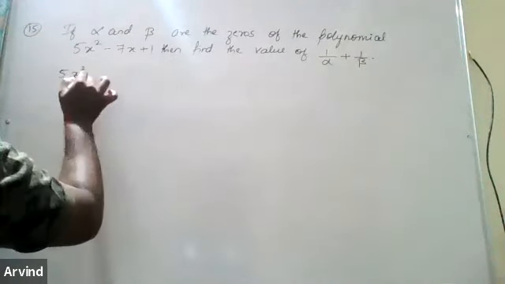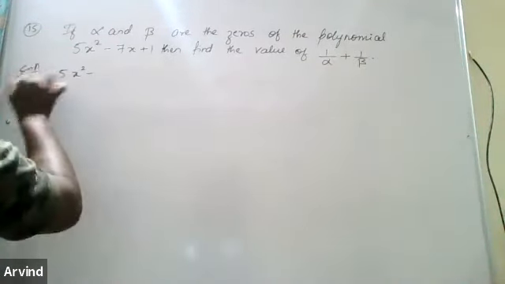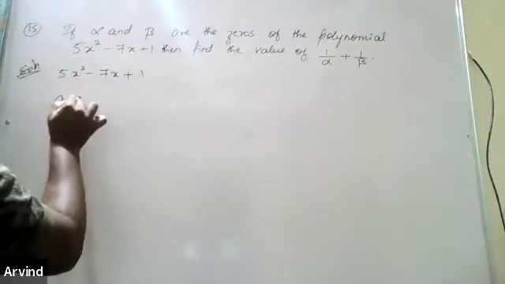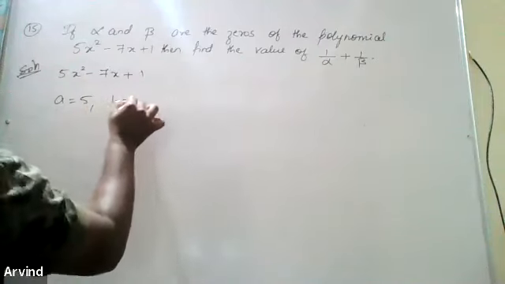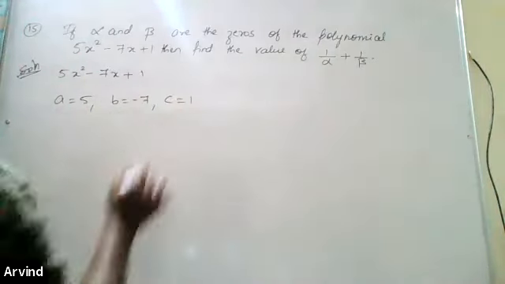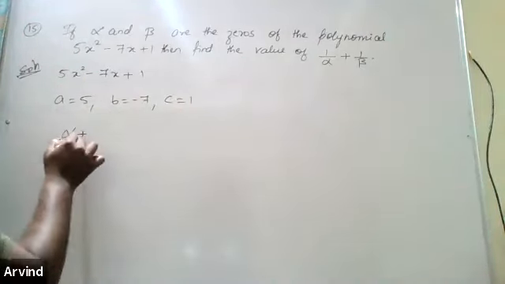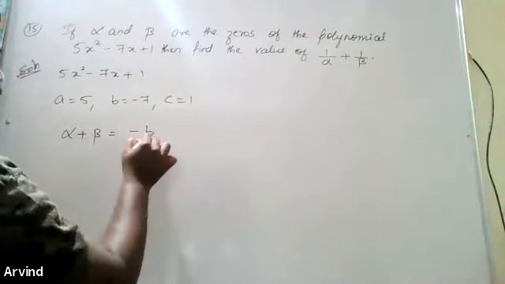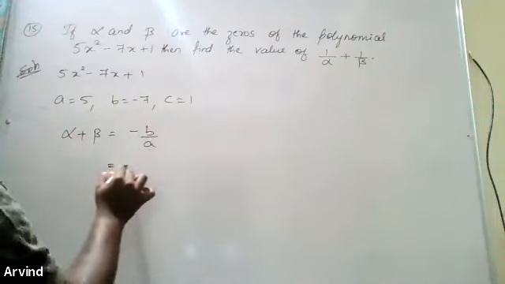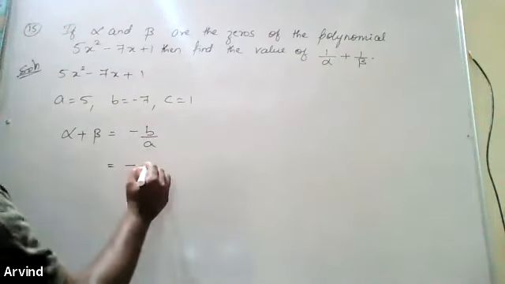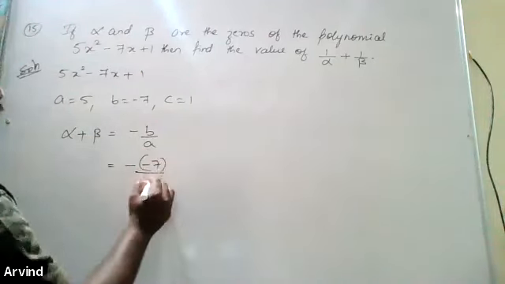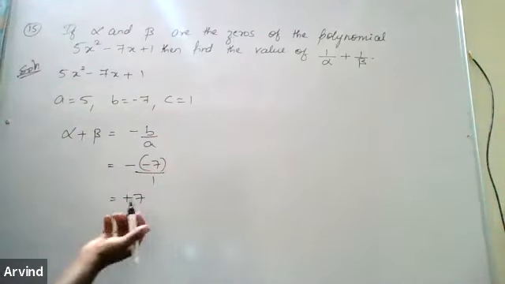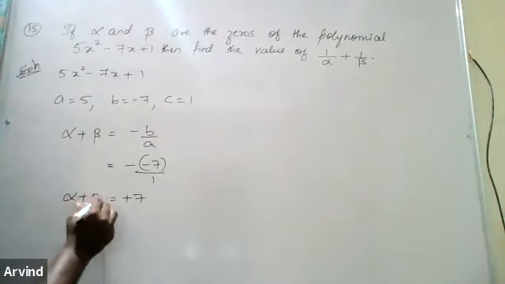So 5x square minus 7x plus 1. As you can see, the a value is 5, b value is minus 7, c value is 1. Let's find the sum of zeros, that is alpha plus beta. Alpha plus beta is given by the formula minus b by a. The b value is minus 7, the a value is 1. So minus into minus is plus 7. 7 by 1 is 7 itself. So alpha plus beta is 7.